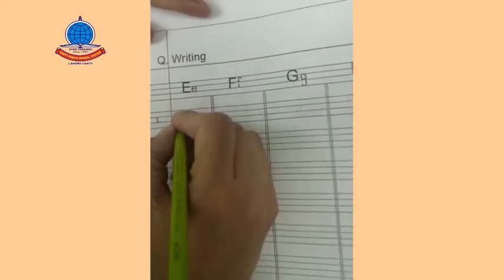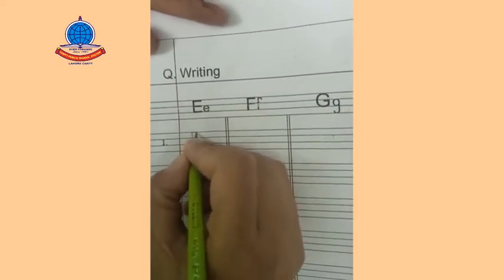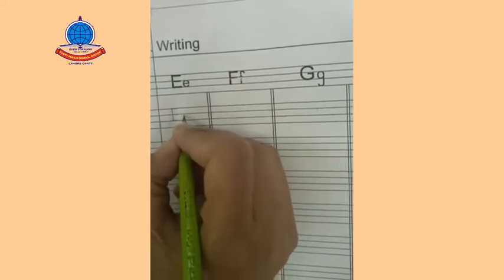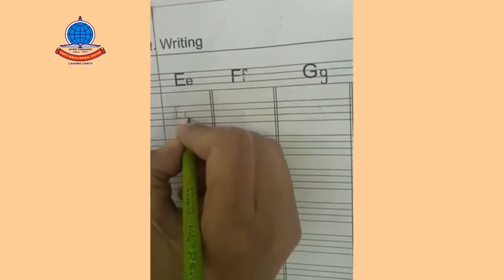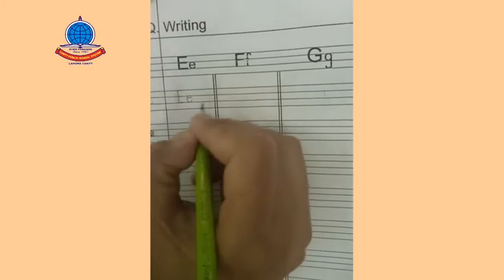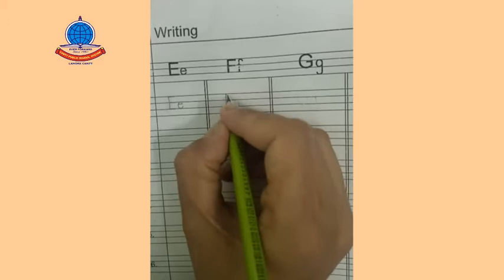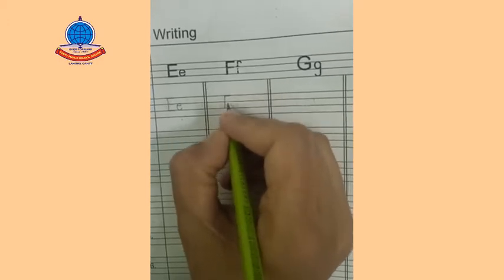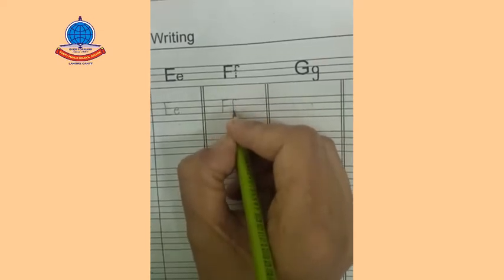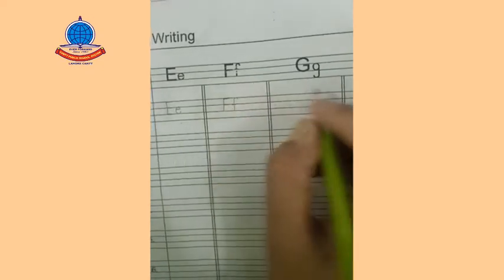The first alphabet is E. You have to draw a straight line like this and 3 slipping lines like this. Good. Now small e, we'll draw a C shape and draw a line like this. Now F, we'll draw a straight line and 2 slipping lines like this. Now small f will be like this.